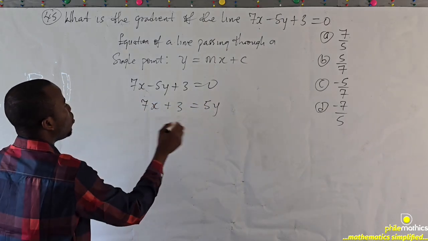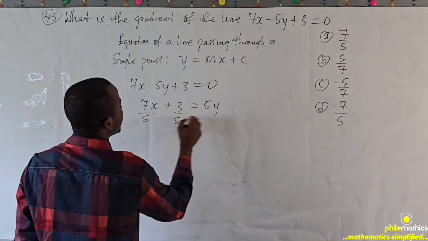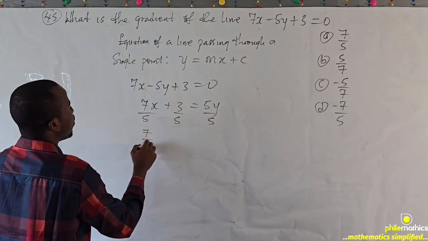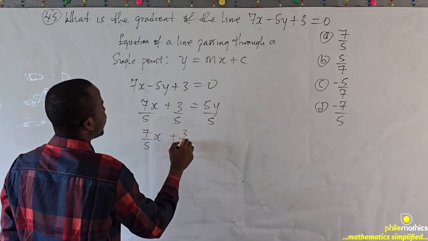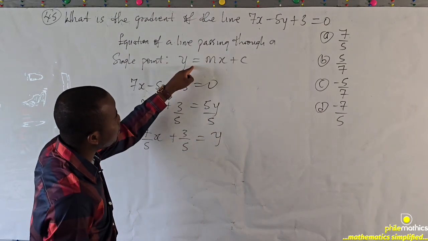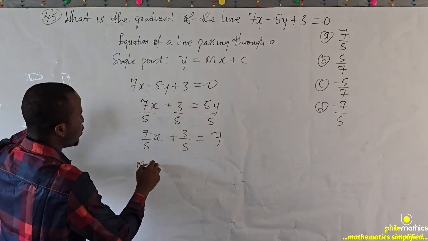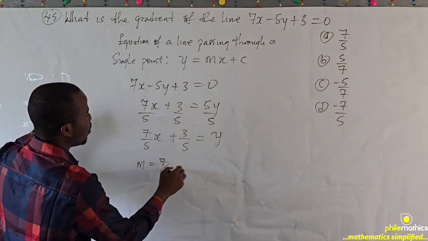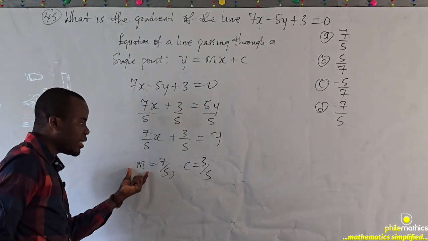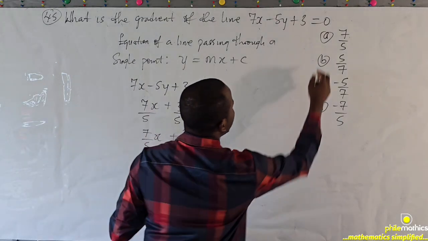So I can divide through by 5. And so I have 7 over 5 x plus 3 over 5 equals y. Since it's in this format, my m is simply 7 over 5 and my c is 3 over 5. But we are only interested in the gradient, which is 7 over 5. That's A.